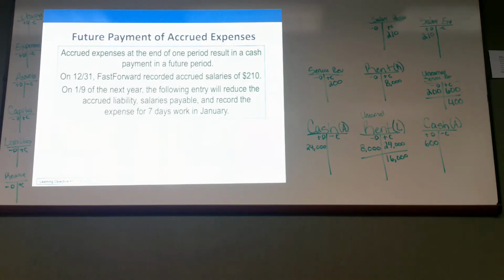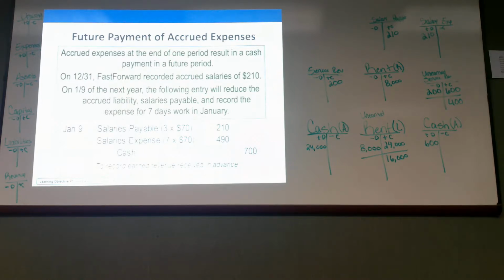So on 1/9 of the next year, the following entry will reduce the accrued liability, salaries payable, and record the expense for 7 days' work in January. So the best thing about this situation is that cash is impacted. Why is cash being impacted now?